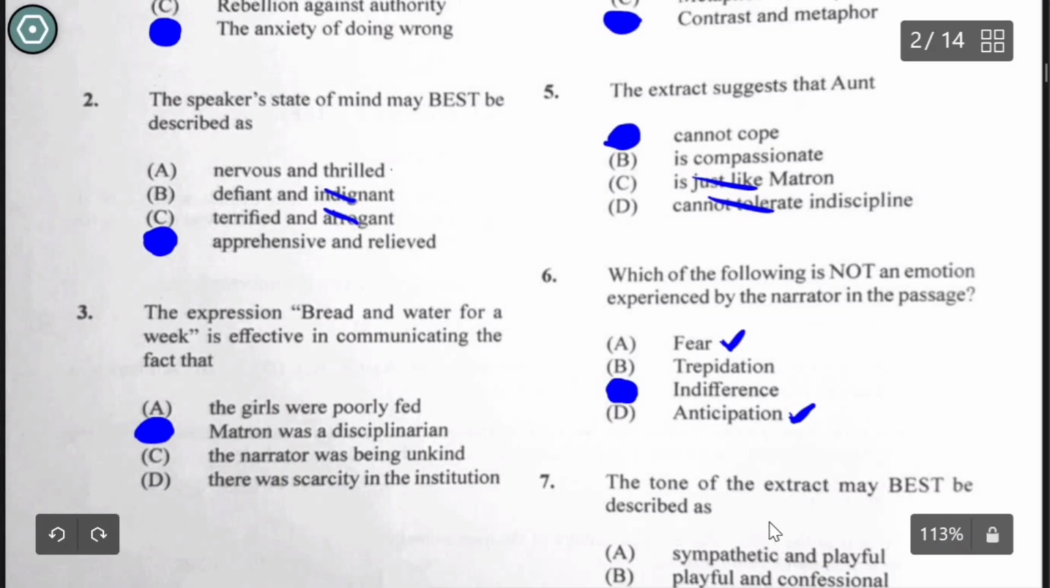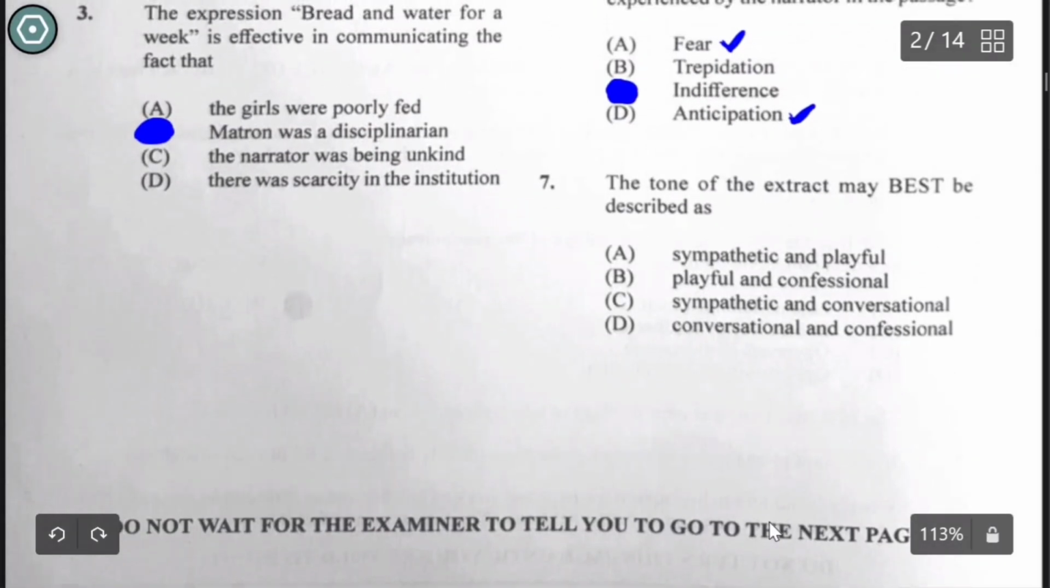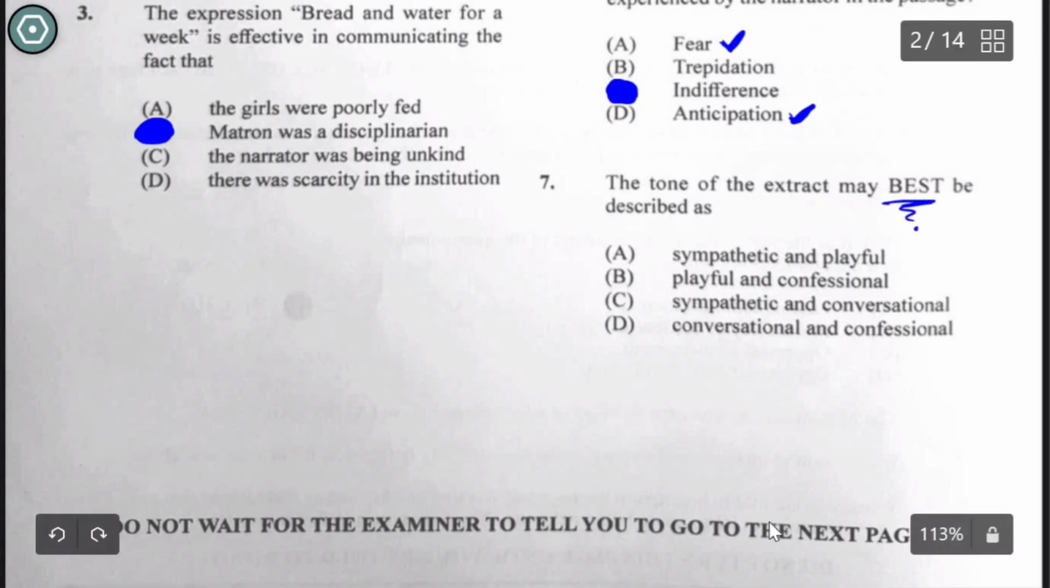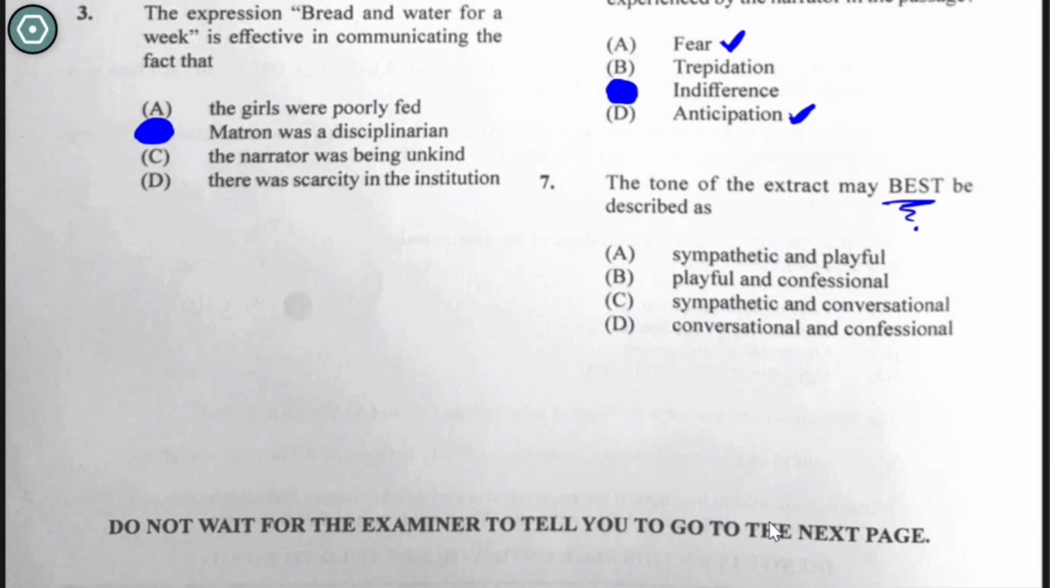Number 7, the tone of the extract may best, again you see these words in caps, please don't look over them. It's really easy to look over them, so I'm encouraging you not to. Alright, so read questions twice if you have to, or even read them slowly and run your pen along each word to ensure that you read every word.